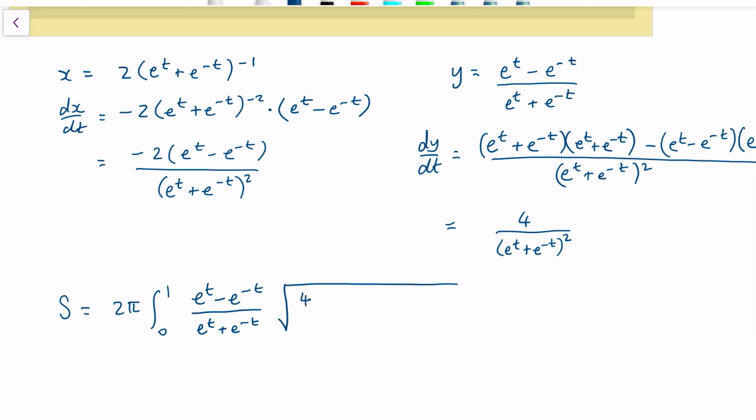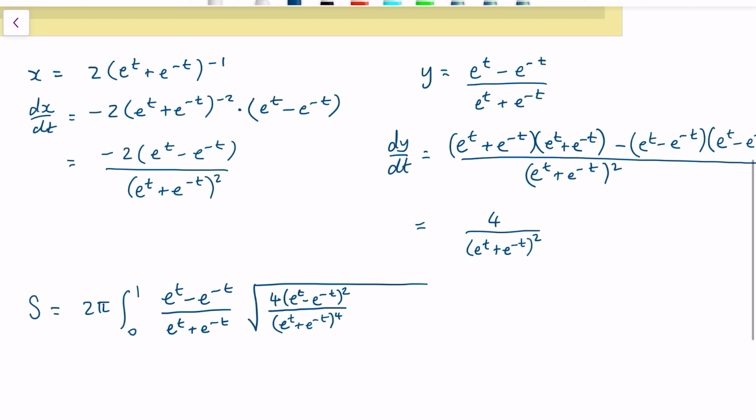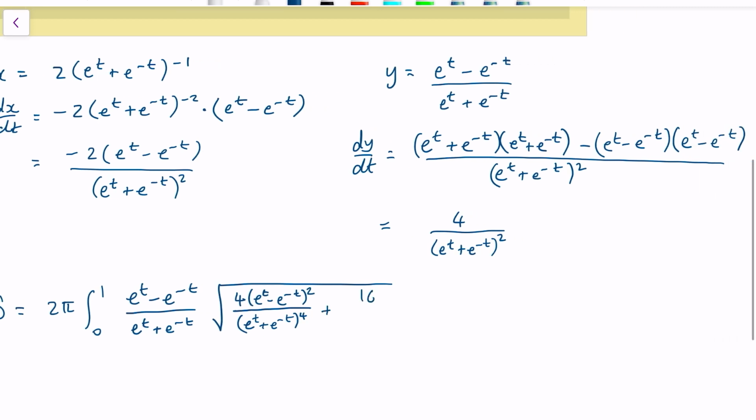So the first one is 4 (e to the t minus e to the minus t) all squared over (e to the t plus e to the minus t) to the power of 4, that's (dx/dt) all squared, plus 16 over (e to the t plus e to the minus t) to the power of 4. So the first thing we can do is pull the e to the t plus e to the minus t denominator stuff out of the square root, because we can pull it out of both terms. When we do that, it's going to be squared, and there's already one out there as well, so it's going to become cubed if we do that.